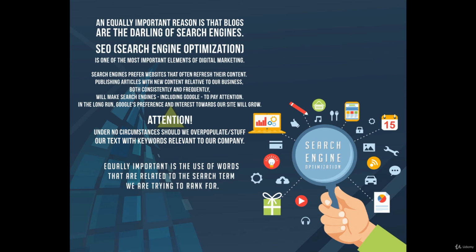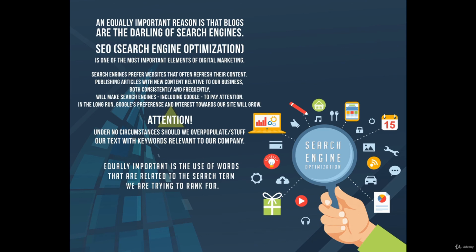Equally important is the use of words that are related to the search term we're trying to rank for. For instance, if we're writing a piece of content on apple pies, the text should then also include the words apple, sugar, water, bakery, bake, oven, pan, etc. These words are associated with the recipe for apple pies, and Google knows that they usually appear in posts related to apple pies. In any case, we must act thoroughly when creating content.